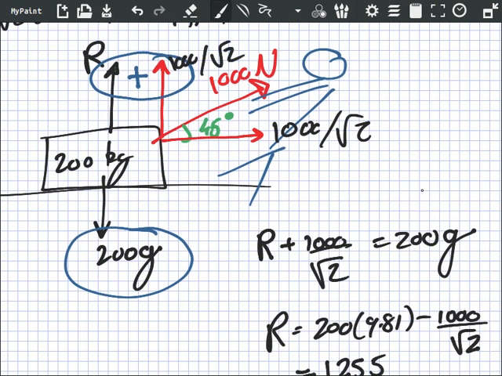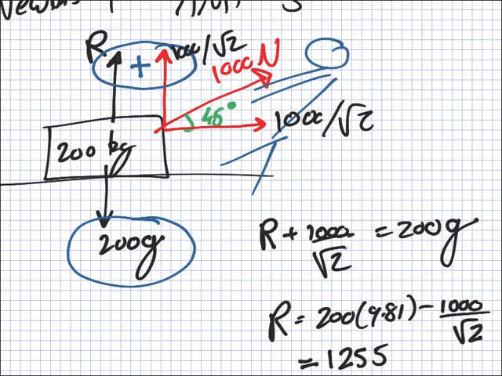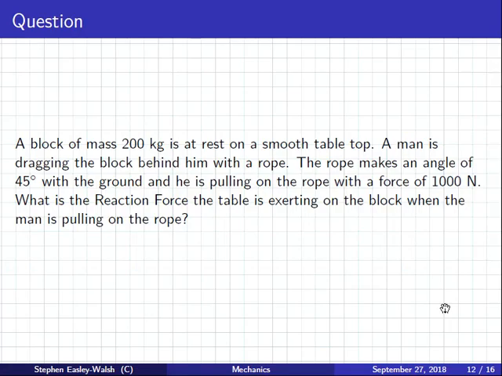What's wrong? No. Cos 45, sine 45. Sine 45 is 1 over root 2. That's the same thing. 1 over root 2 is 2 over root 2, yeah, it's the same. Okay, continue. Is this okay? Are you sure? Okay.